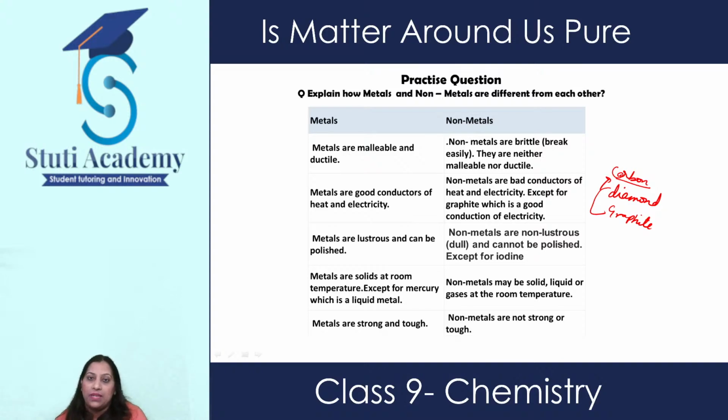Then we have non-metals. Non-metals may be solid, liquid or gases at room temperature. The next difference between metals and non-metals is that metals are strong and tough. Take an example of iron. You cannot break iron with your hands. You cannot break copper with your hands. Although if you are very strong, you can bend it, but you cannot break it. It's very difficult to break metals. It needs lots of force, lots of energy to break metals. So they are very strong and tough. They have high tensile strength also.